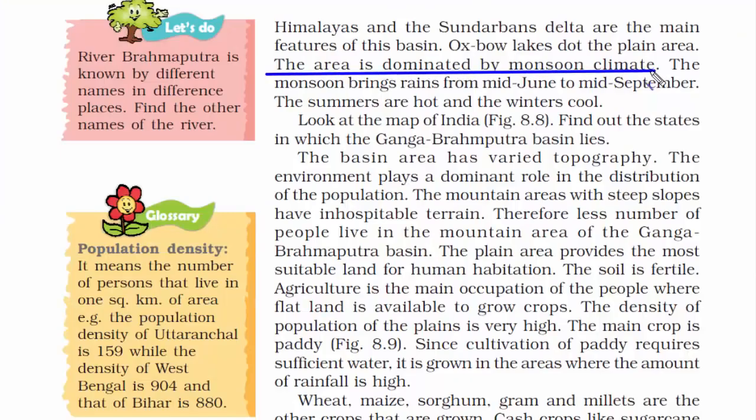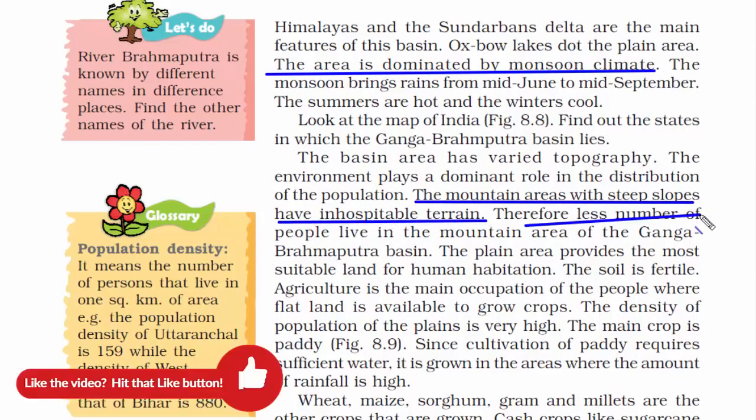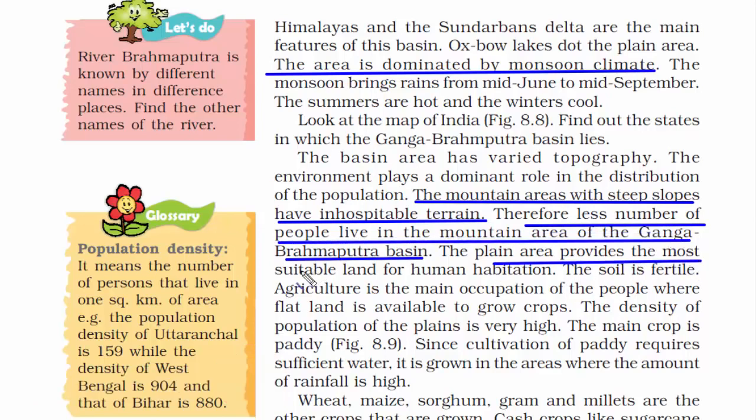The region where they drain is usually dominated by monsoon climate. The Himalayan mountain areas have steep slopes and rough terrain, therefore less people stay at this place. However, the moment these two rivers reach the plain area, due to the fertile soil that they bring along, this plain provides the most suitable land for human settlement. Agriculture is the main occupation of the people.